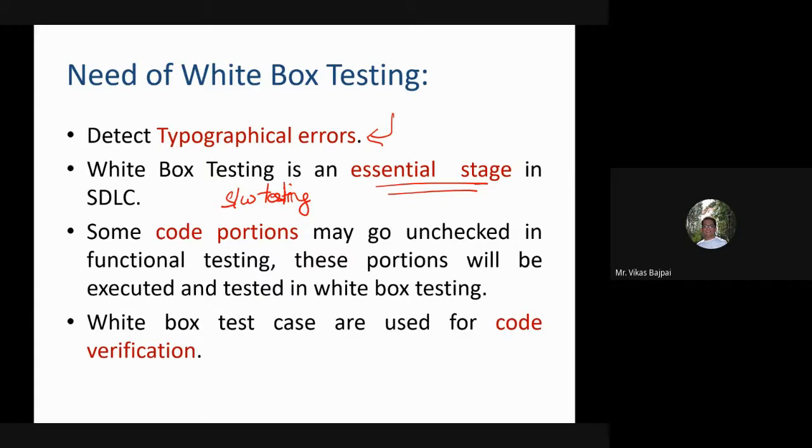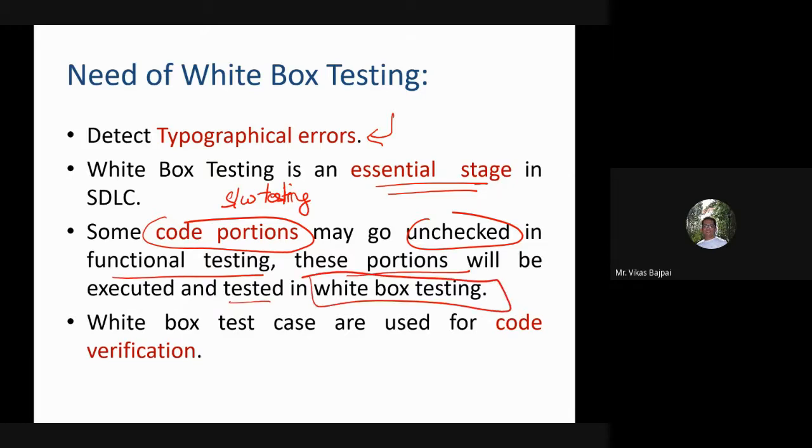Now, some of the code portions may go unchecked in functional testing, and these portions will be executed and tested in this phase, which is your white box testing phase. Your white box test cases are used for code verification, right? Can someone throw some light on what code verification is? Just a quick definition of what code verification is.